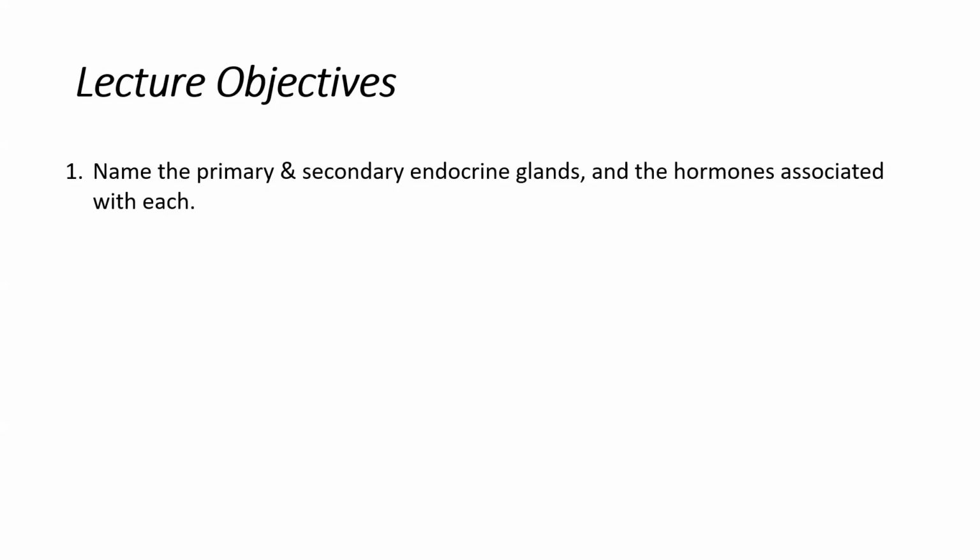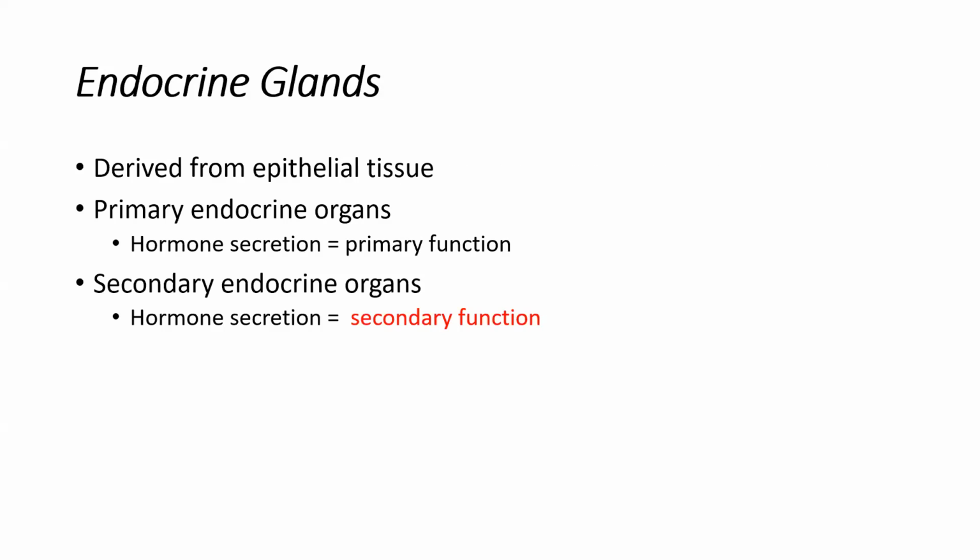And so we'll start today by looking at some of the primary and secondary glands and then the general flow of communication and how those hormones get released. So first off, let's talk about what an endocrine gland is.